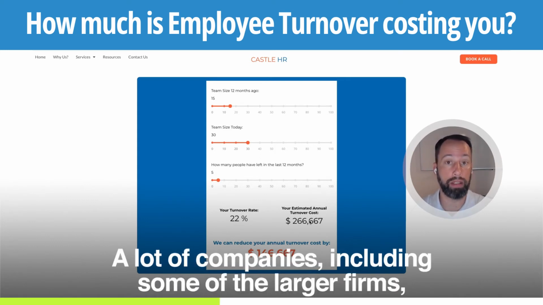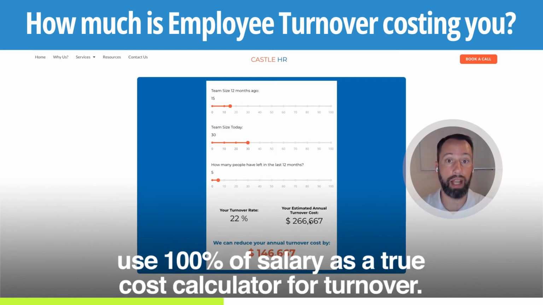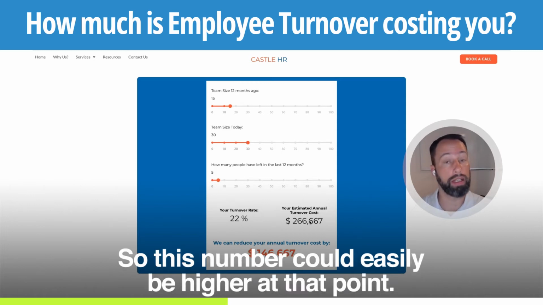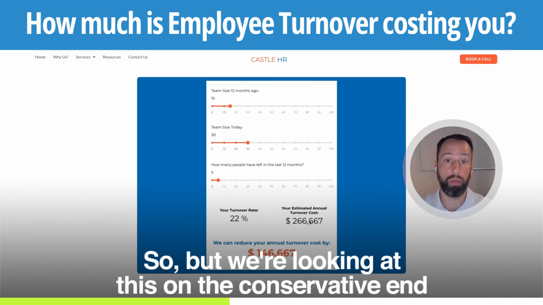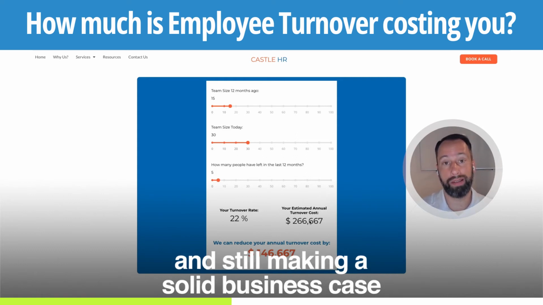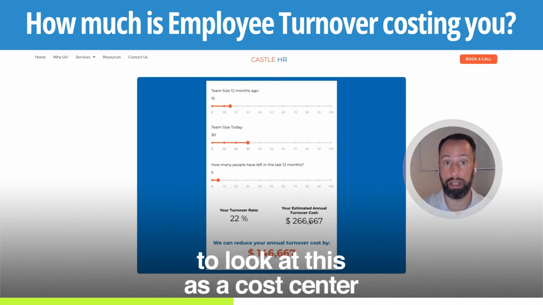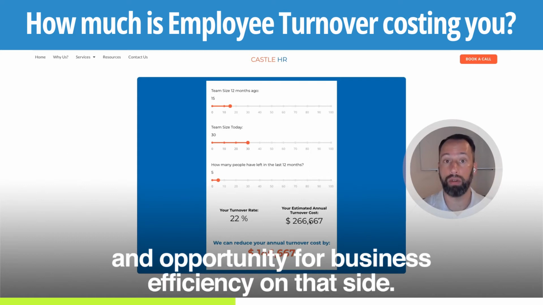A lot of companies, including some of the larger firms, use 100% of salary as a true cost calculator for turnover. So this number could easily be higher. But we're looking at this on the conservative end and still making a solid business case to look at this as a cost center and an opportunity for business efficiency.